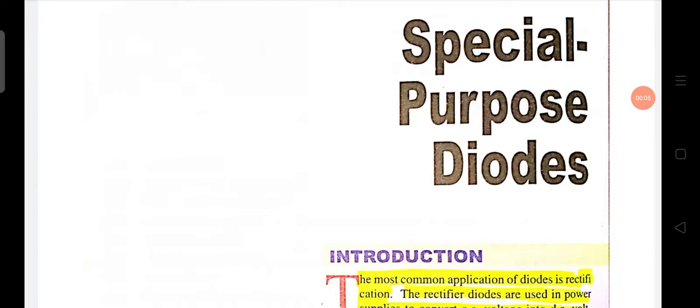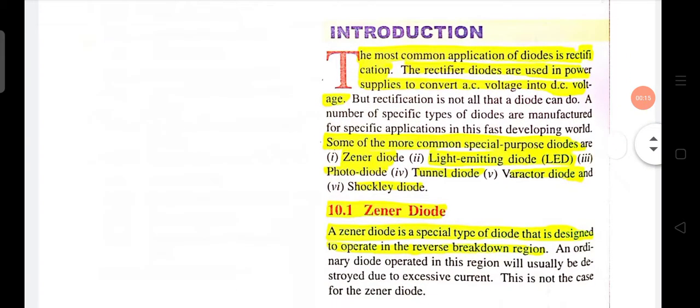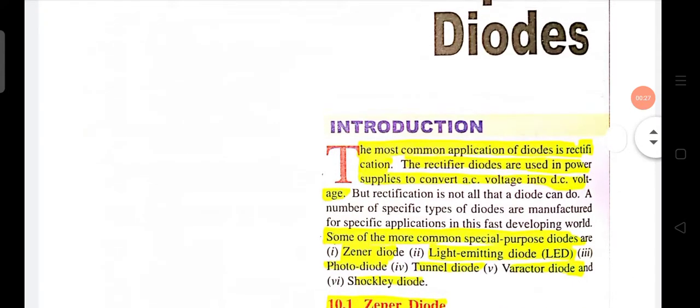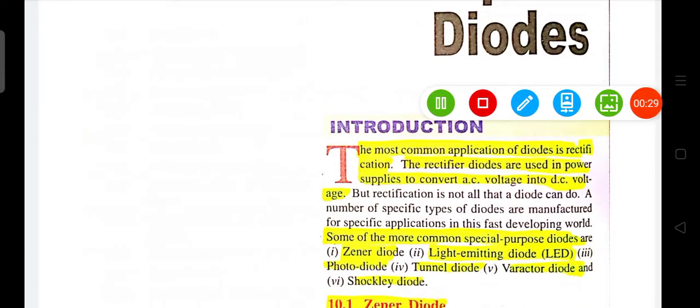Welcome to today's class. Today we will discuss some special purpose diodes, which are the Zener diode and the light-emitting diode. These two diodes we can discuss in today's class. So first of all, what is a diode?